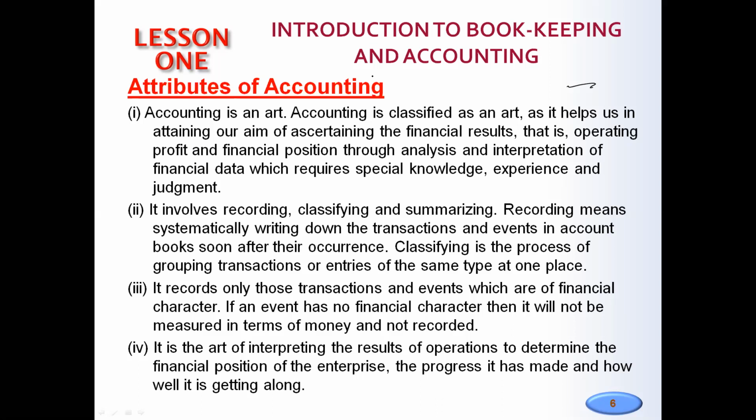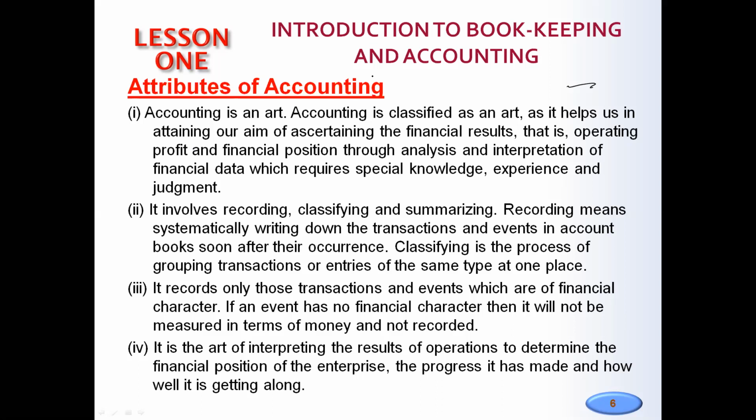Number two, it involves recording, classifying, and summarizing. Recording means systematically writing down the transactions and events in account books soon after their occurrence. So when transactions happen, you have to record them, classify them, and summarize at the end of the day. For example, if credit sales transactions happen from different customers, you have to record and classify them into different ledgers. At the end of the day, summarize each of those ledgers to know what each person is owing. Now, we'll see some of these things in the course of the lecture.